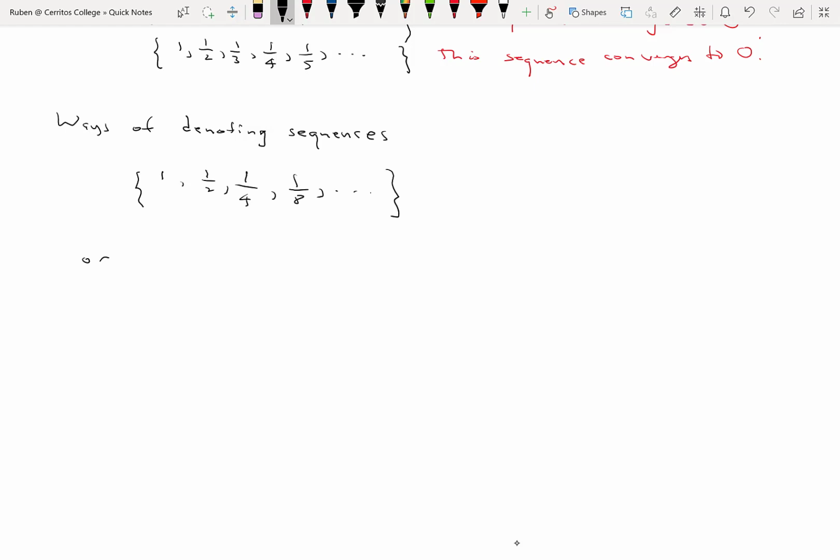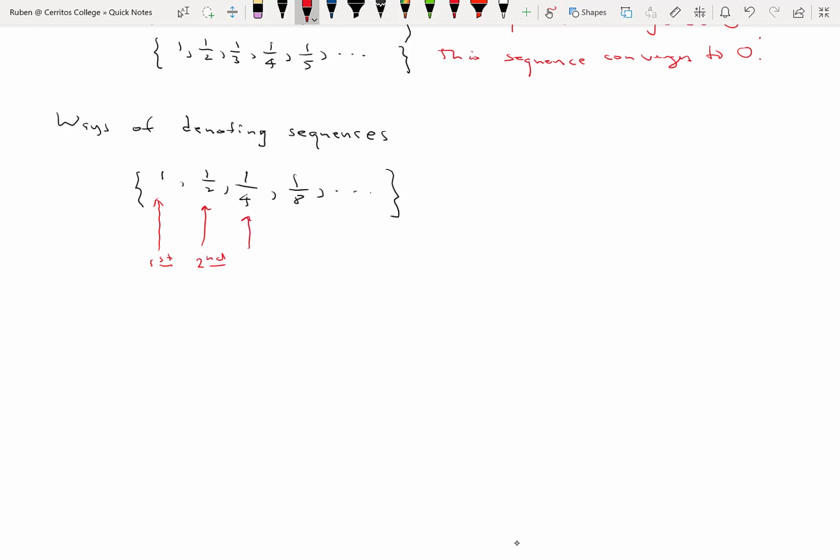And one way to do that is to give a function which tells you the particular term in the sequence that you're referring to. So for example, let's take a look at the sequence again. 1 is the first term. So this is the first term. 2 is the second term, and so on and so on and so on.